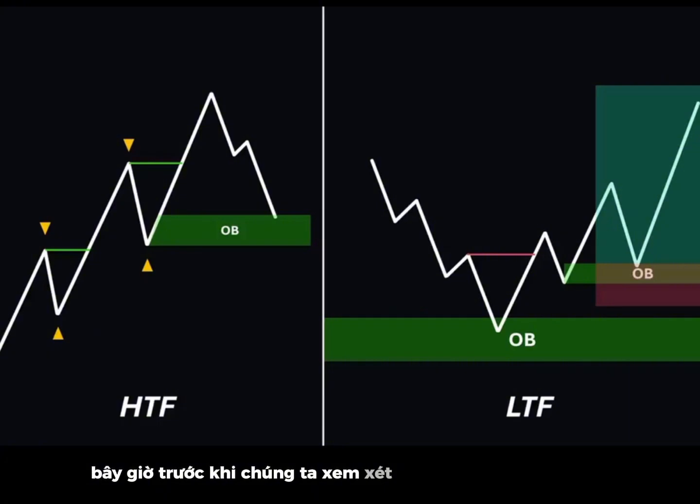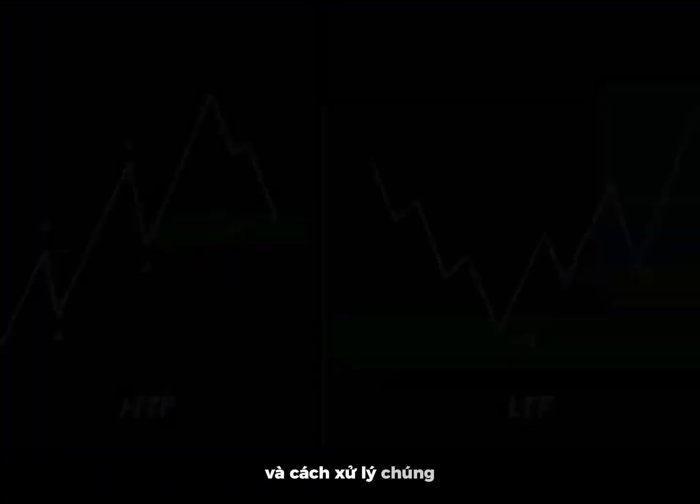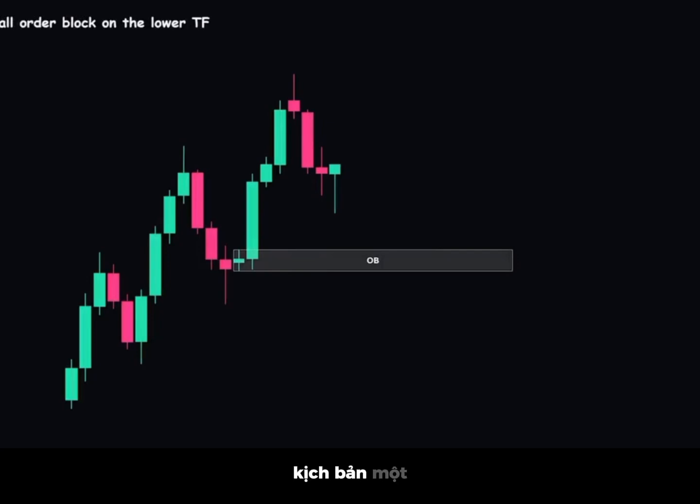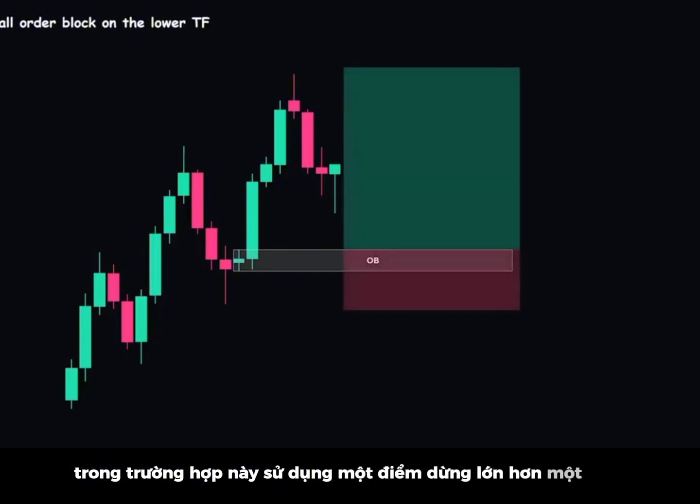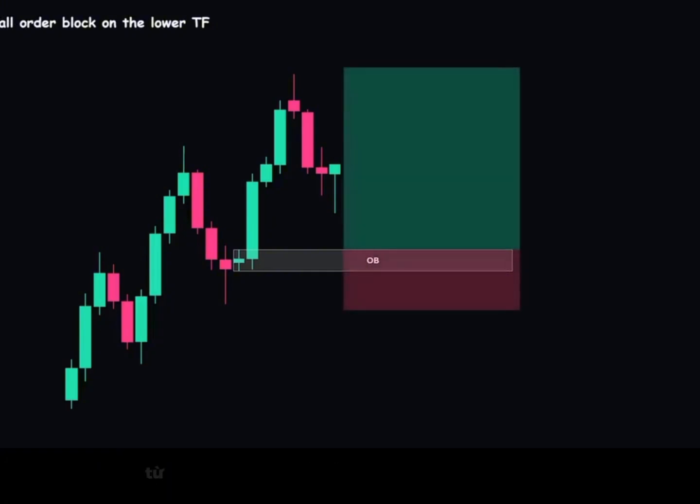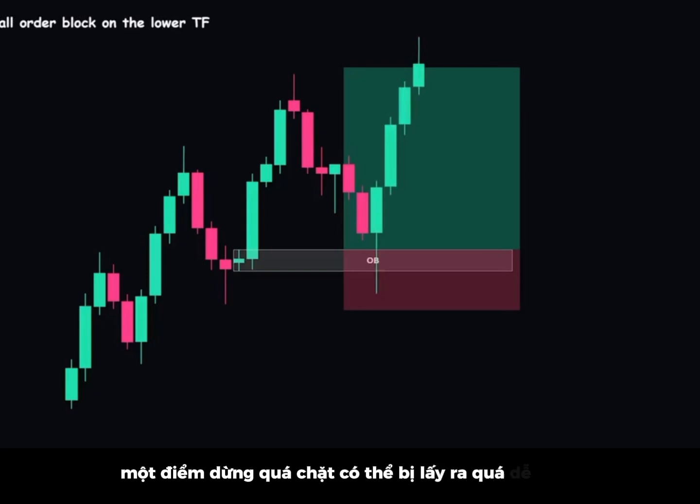Now, before we look at real chart examples, let's review some common scenarios and how to handle them. Scenario 1. A very small order block on the lower time frame. In this case, use a slightly larger stop loss zone to protect your trade from normal market fluctuations. A stop that is too tight can get taken out too easily.